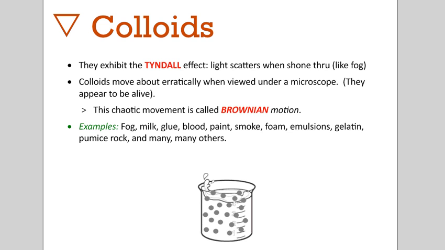Colloids move about erratically when you view them under a microscope, and the best example here is blood. When you look at a peripheral blood smear under a microscope, you'll notice that red blood cells and other particles in the blood will appear to be moving around chaotically. We call that Brownian motion. It has to do with the fact that the charges that are interacting among the particles are allowing them to move around, be attracted and repelled constantly by the things around them.